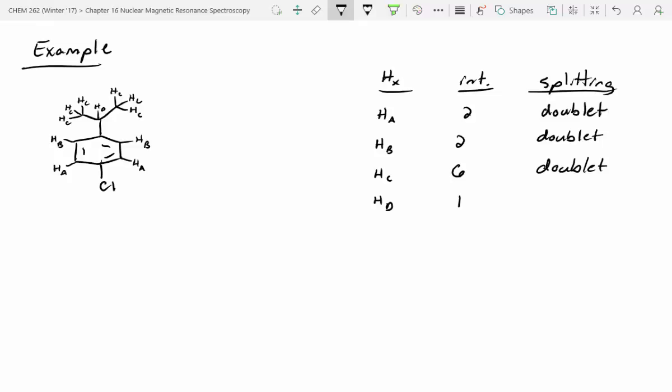HD has 6 3-bond neighbors. So what will it be split as? Septet. Septets are pretty funky looking. And this will be a little itty bitty guy because it's only got an integration of 1.